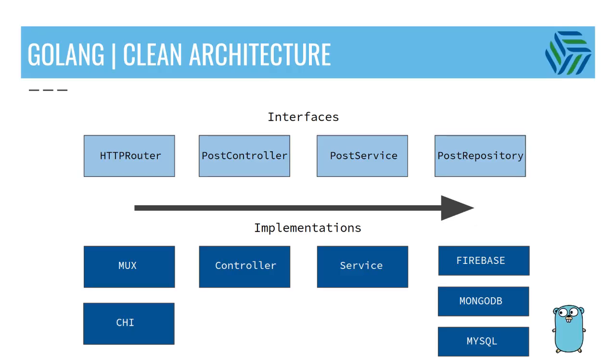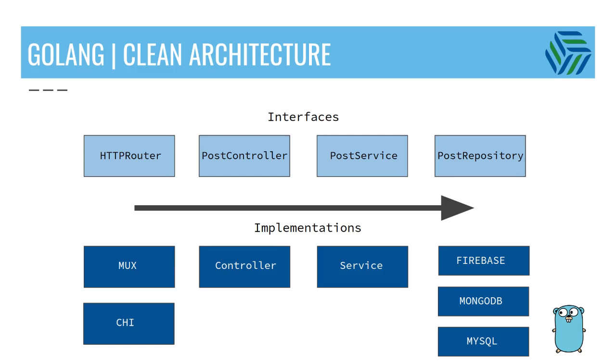On a previous video, we refactored our API to implement a clean architecture approach. So we created all these interfaces. We created an HTTP router interface, a post controller interface, a post service interface, and a post repository interface. We created a router interface, so our application is independent of the HTTP framework. We created two implementations for the router interface, one using Mux and the other using Chi. But we can also create our own implementation of that router interface.